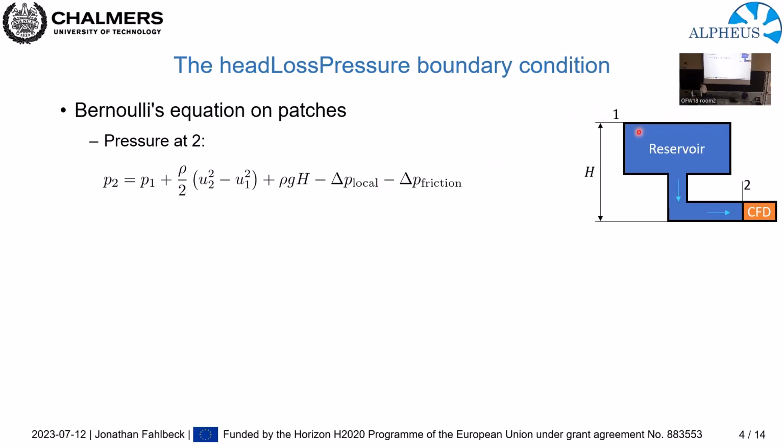So for instance, this entire blue part will be modeled at the boundaries of the numerical domain. And we set the static pressure according to this equation. But since position 1 here is a large reservoir, we can neglect that there is any flow velocity at the reservoir.